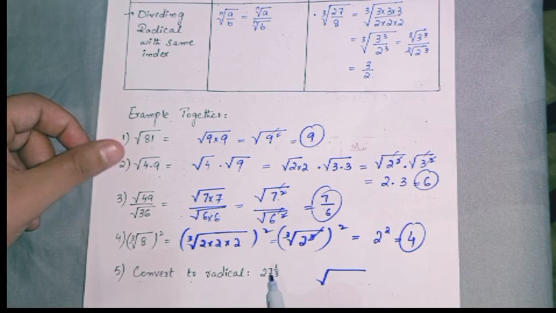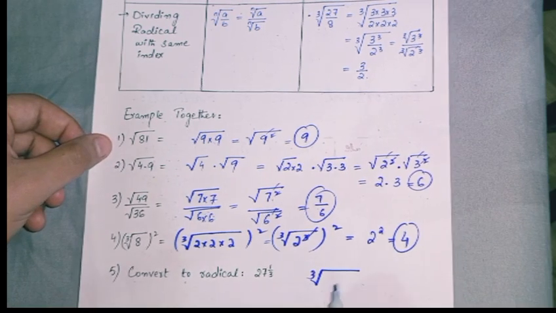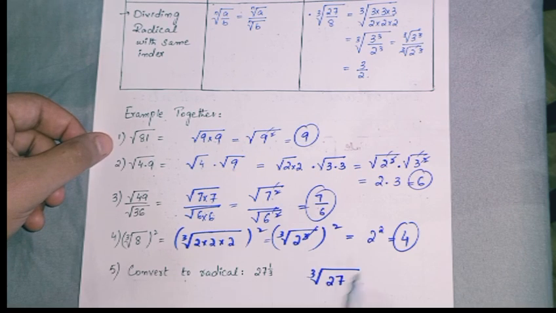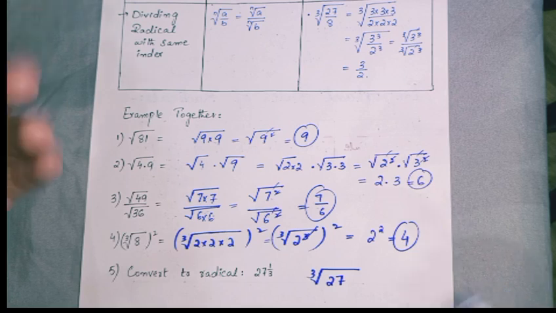You can see it's 1 over 3, 1/3, so it will be the cube root. So you will be writing here 3, and inside the cube root it will be 27. That is a radical. So convert to the radical. So we have just converted to the radical. And if they are just saying to further simplify it, you can do it.